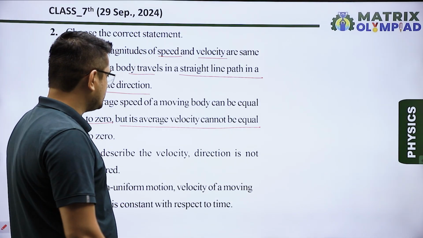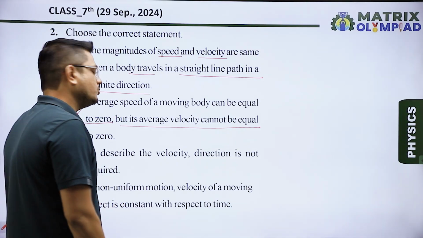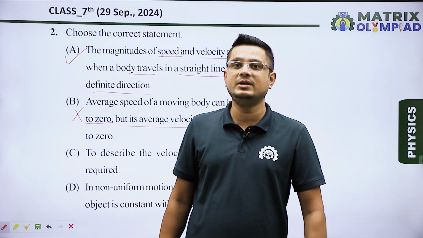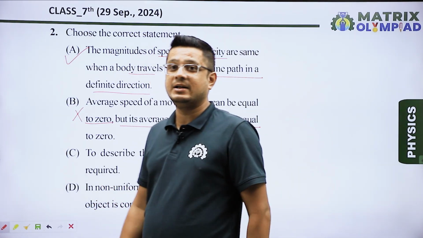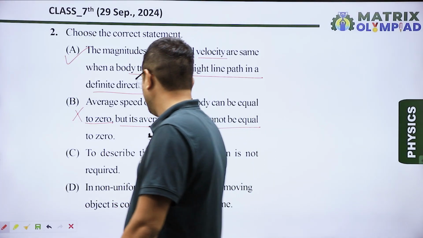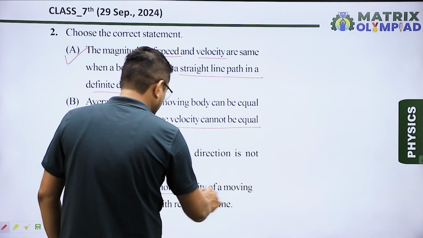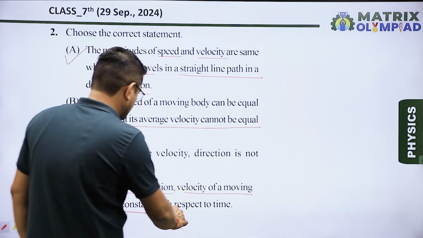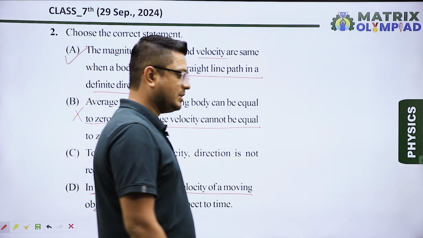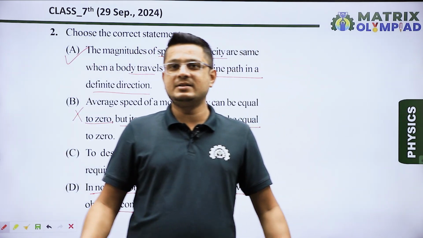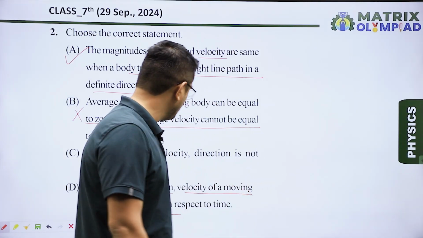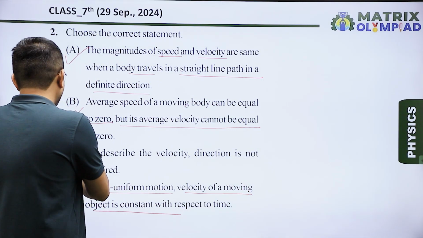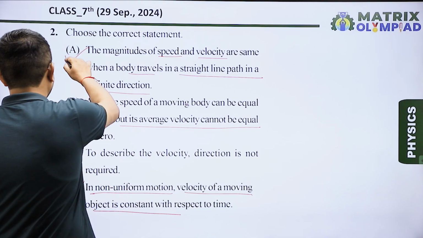To describe the velocity, direction is not required. No, direction is required because velocity is a vector quantity, and for a vector quantity, magnitude and direction both are required. In non-uniform motion, velocity of a moving object is constant. No, non-uniform motion means in which speed, or we can say magnitude of velocity or direction of velocity changes, that is called non-uniform. So this is also false. So our correct answer will be option A.